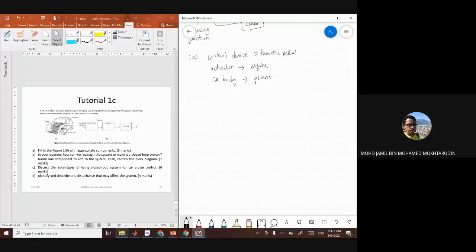Okay, then question B. In your opinion, how can we redesign the system to make it a closed loop? Name one component to add to the system, then redraw the block diagram. In my opinion, to redesign this system, we need to add a sensor that can measure the speed of the wheel, and then we put a controller so that the speed is within the desired speed.